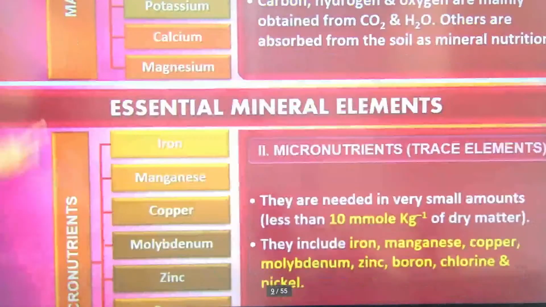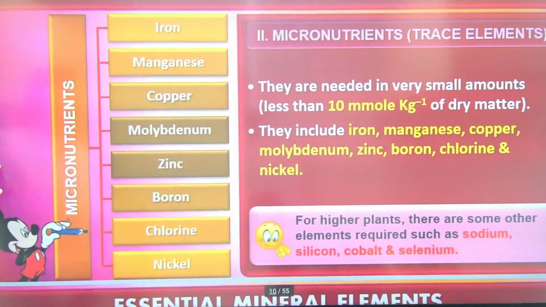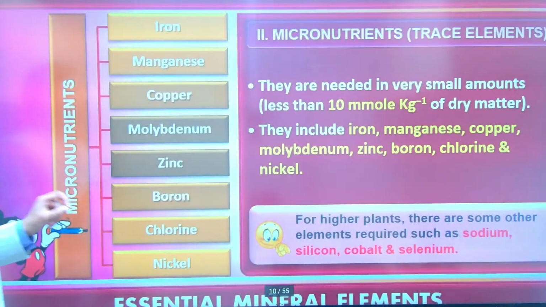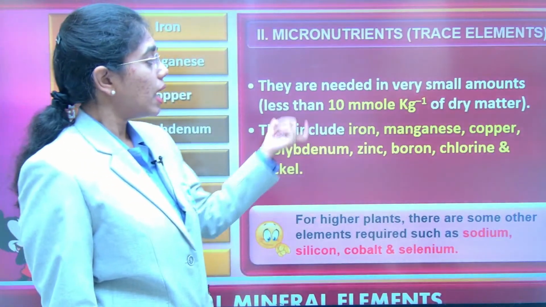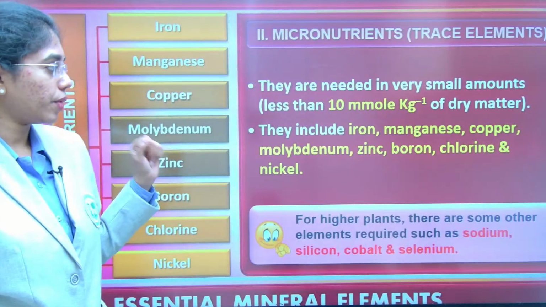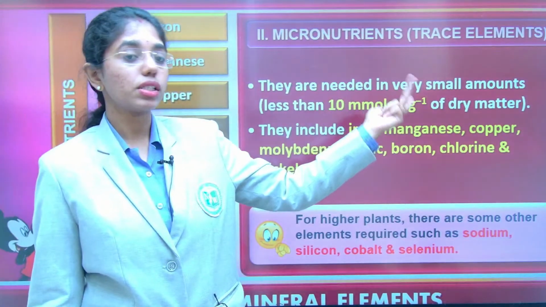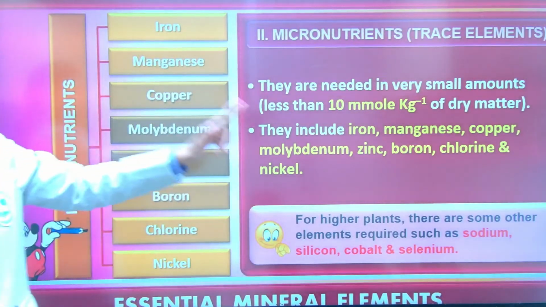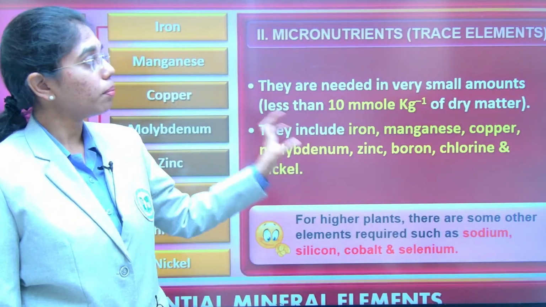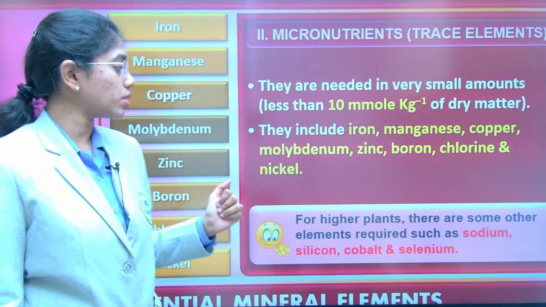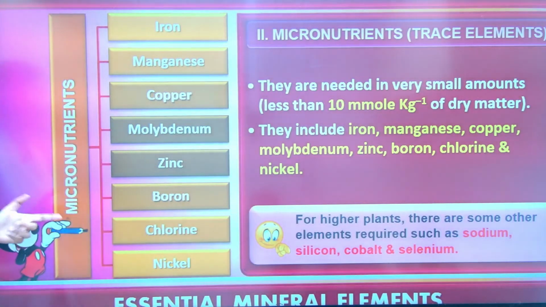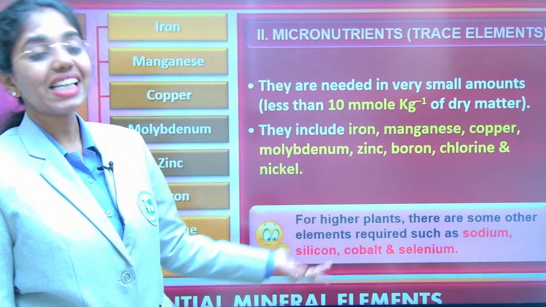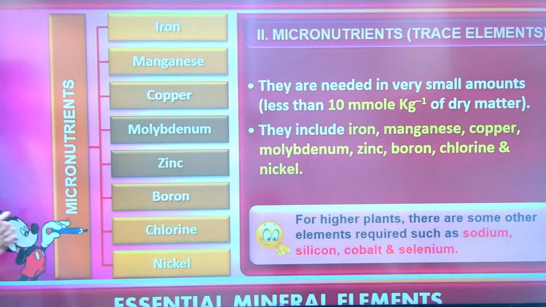Now we are going to look into trace elements. Trace elements are needed in very small amounts. They are present at less than 10 millimolar per kg. They include iron, manganese, copper, molybdenum, zinc, boron, chlorine and nickel. These are the micronutrients or trace elements. For higher plants, some other elements are required such as sodium, silicon, cobalt and selenium.